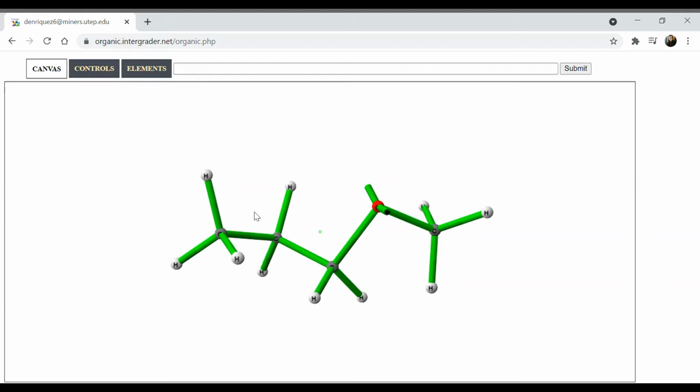Okay, my longest carbon chain, 1, 2, 3, propane, and then I have a methoxy at the 1 position, so I'll put 1 dash methoxy propane.